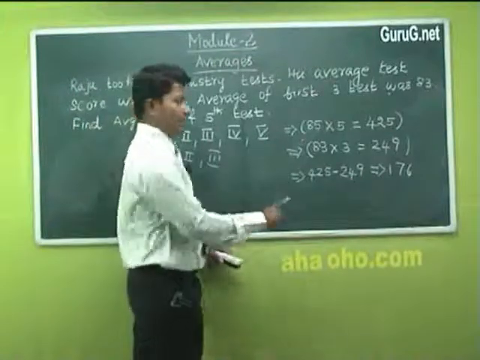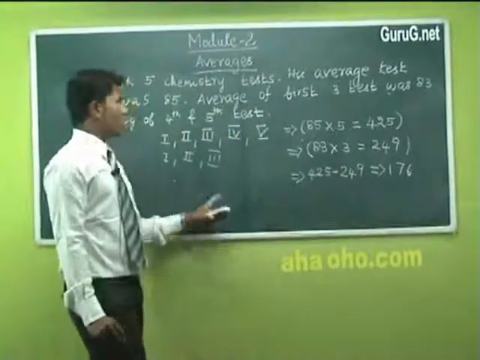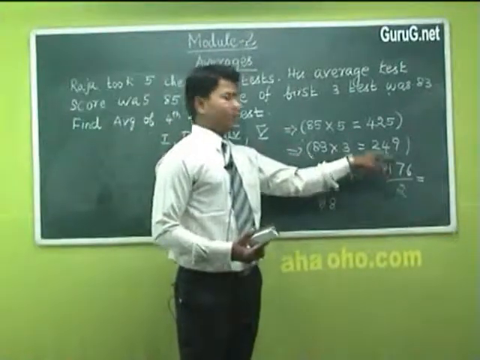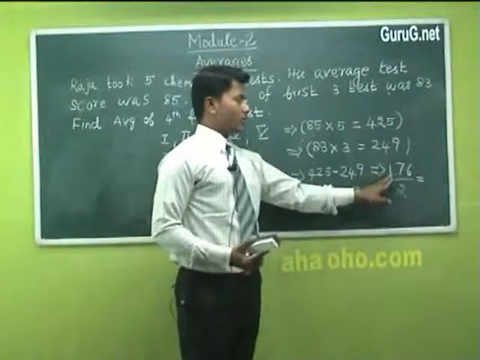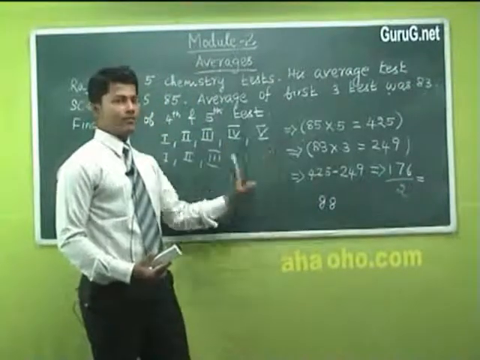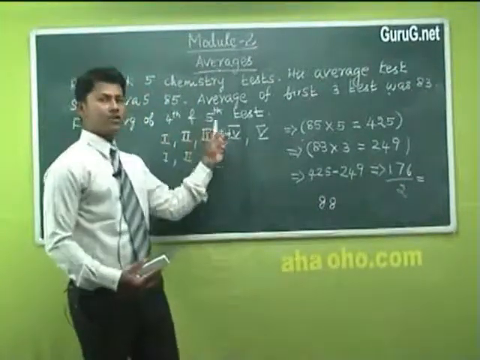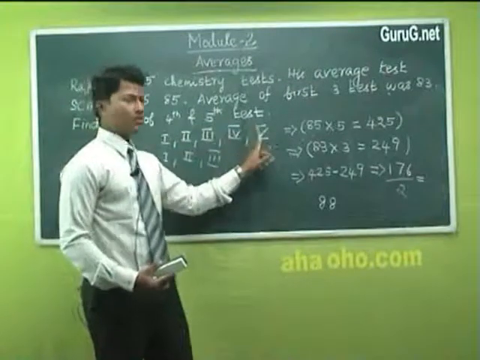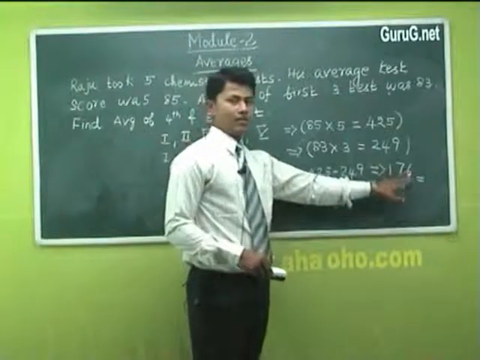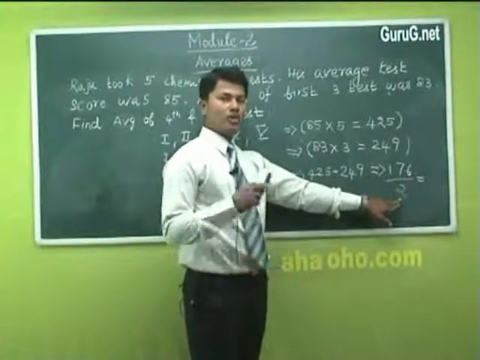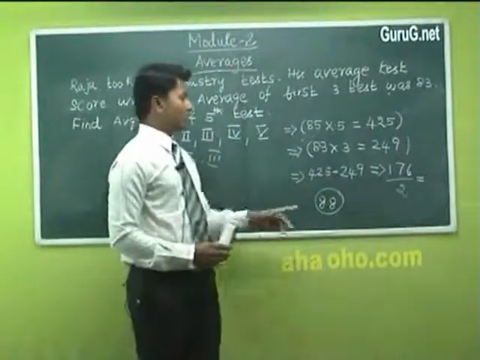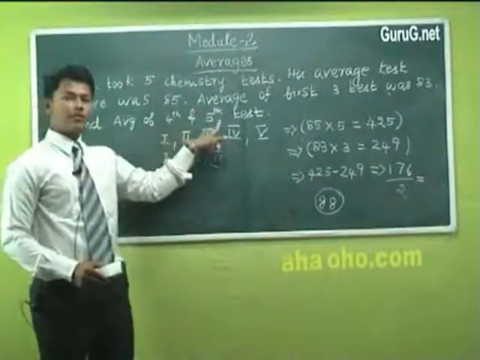So average is sum of the elements, that is 176, by total number of elements, 1, 2. You are considering 2 tests. So you are subtracting 249 from 425. The value I've got is 176. 176 is the total test score of 4th and 5th test. You are asked to find the average of the 4th and the 5th test score. So average is sum by number of elements. You have got the sum, that is 176. Number of elements is 2, 4th and 5th test. So what will be the answer? 88. So 88 will be the average of 4th and the 5th test.